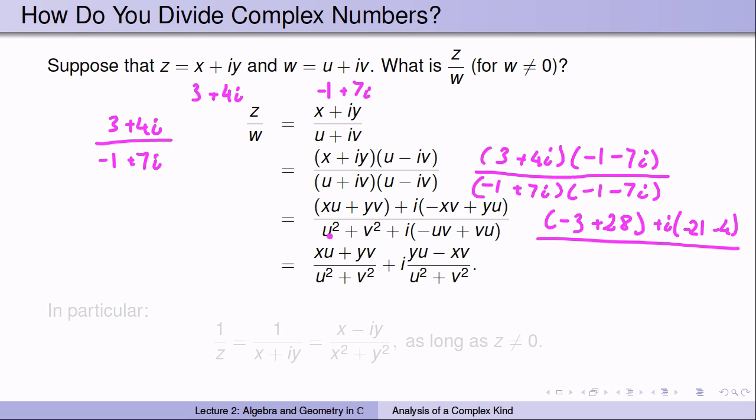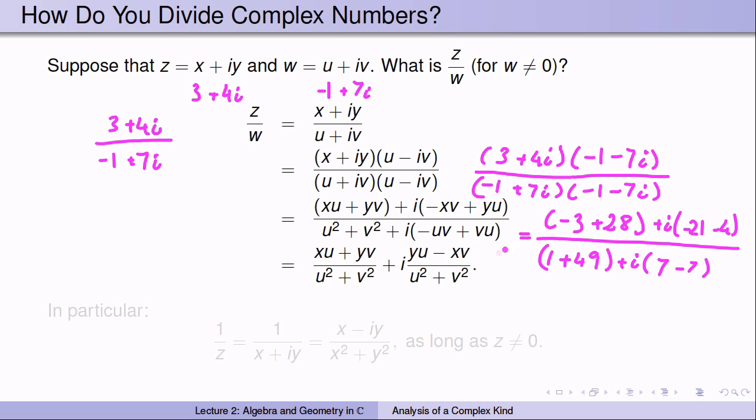And what happens in the denominator? I have a u squared plus v squared, so I'm just going to multiply this through here. Negative 1 times negative 1 is 1. And I have a 7 times a negative 7, that's negative 49, but I'm going to make that a plus, so plus 49. And then I get plus i times negative 1 times negative 7, that is 7. And 7 times negative 1 is negative 7.